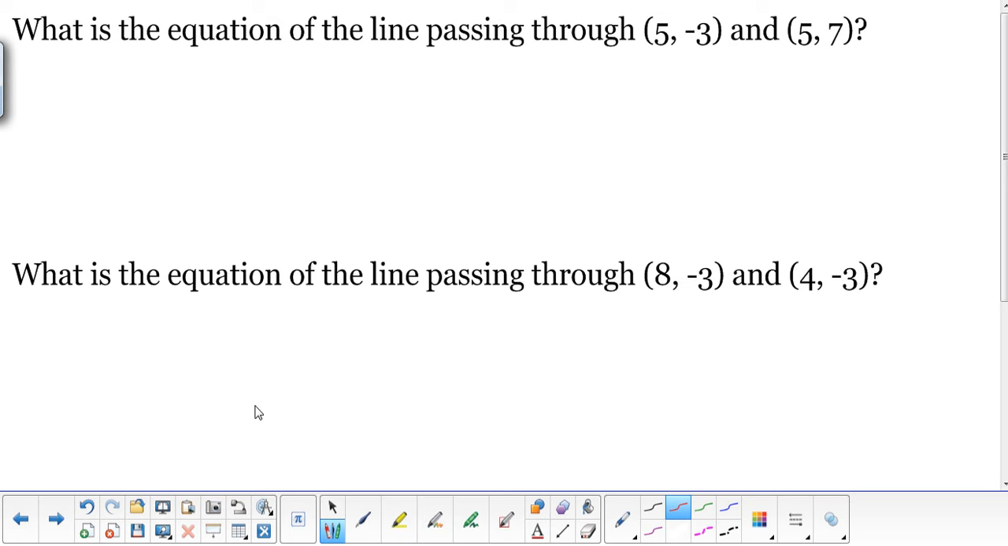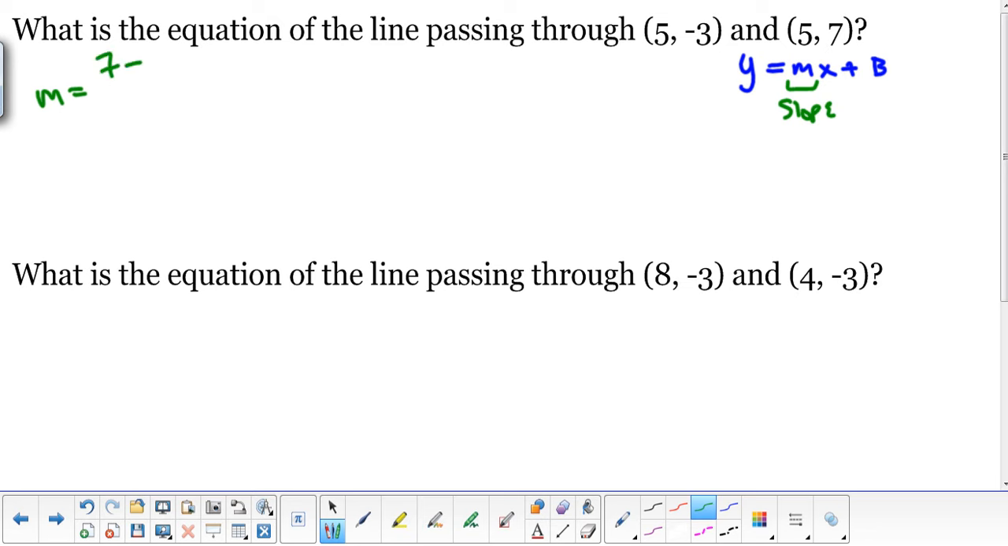What is the equation of the line passing through (5, -3) and (5, 7)? Well, if you don't catch anything right away, go back to what we did in lesson 2, which was we tried to write y = mx + b. And we remember, hopefully, that the m is our slope. So the first thing we need to find is our slope.